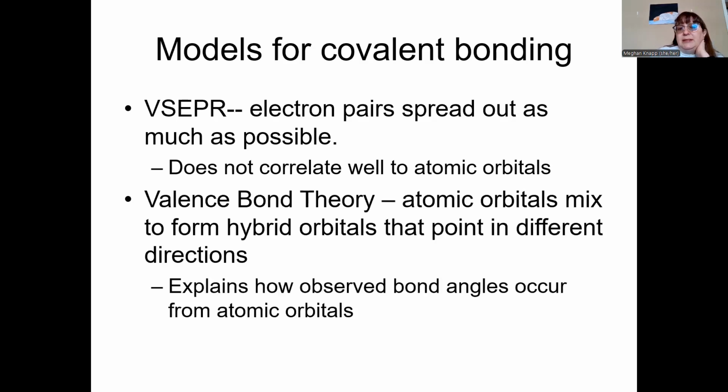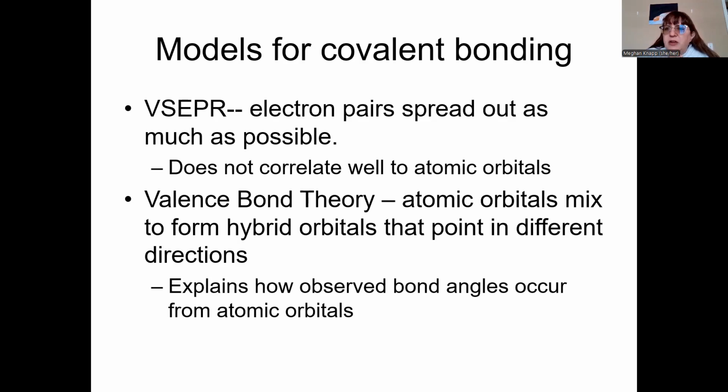So we added a layer with valence bond theory. And valence bond theory said, okay, we're going to take the atomic orbitals, we're going to mix them all together and form these hybrid orbitals, and those orbitals can point in different directions. So this does a really great job of explaining how those bond angles occur. And so it works really well when we're dealing with things that follow the octet rule, but it does have a few problems.